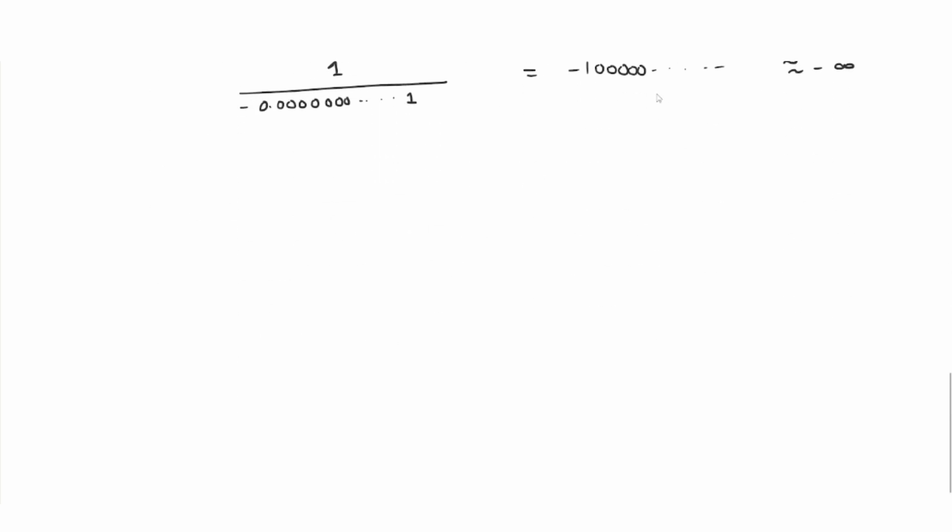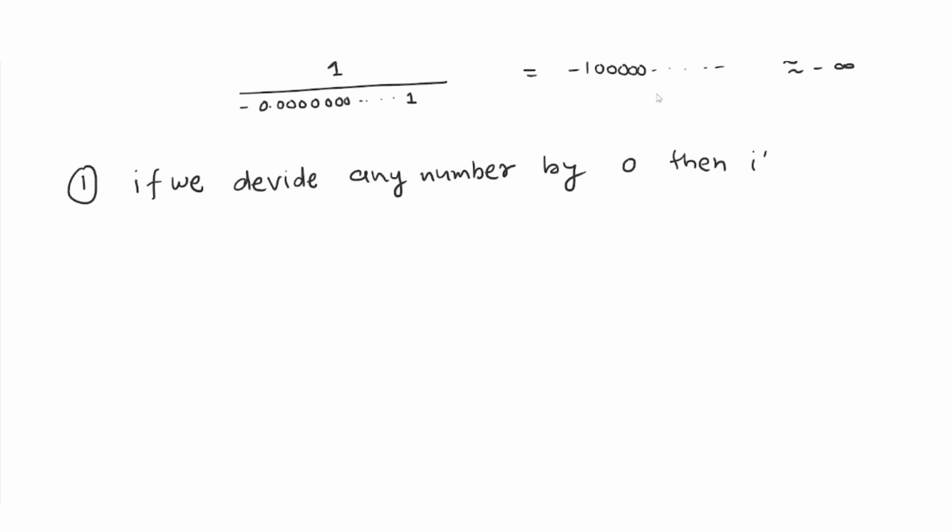In the calculus way, somebody is saying that if we divide any number by 0 then it is undefined. Okay, somebody says if we divide any number by 0 then it is 0. Yes, it is correct. But in calculus, there is also a broader way that we can find out some values.